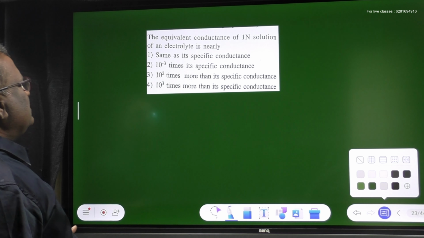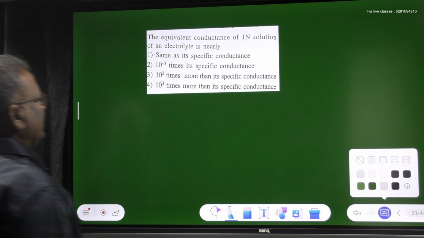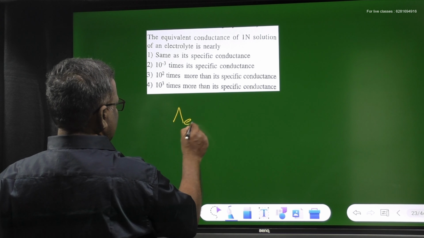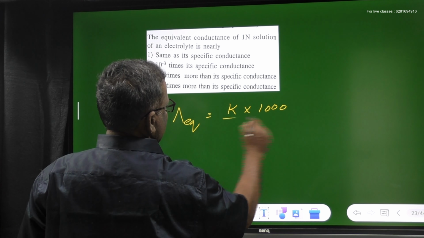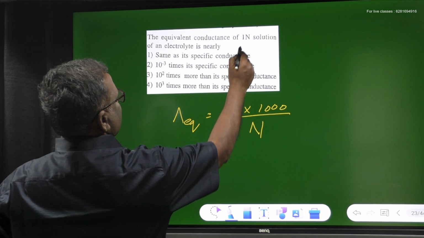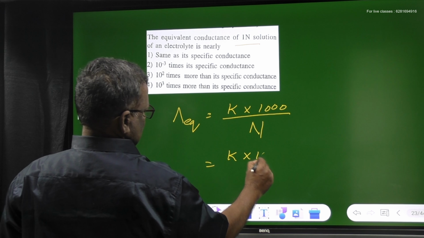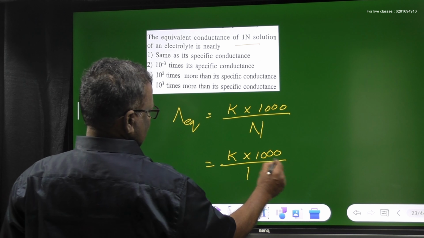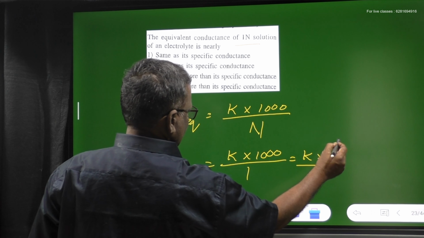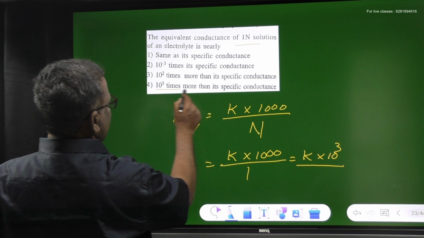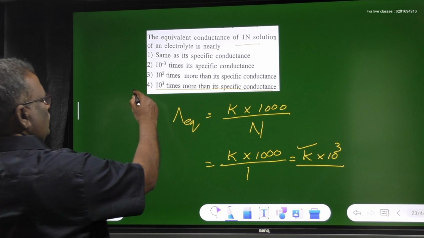The equivalent conductance of 1 N of electrolyte is nearly equal to equivalent conductance. Equivalent conductance means K into 1000 by N. Here, in the case of a 1 N solution, N is 1. Therefore K into 1000 by 1. 1000 means 10 cube, so K into 10 cube. So it is 10 to the power 3 times more than specific conductance. K is specific conductance. So the fourth option is correct.